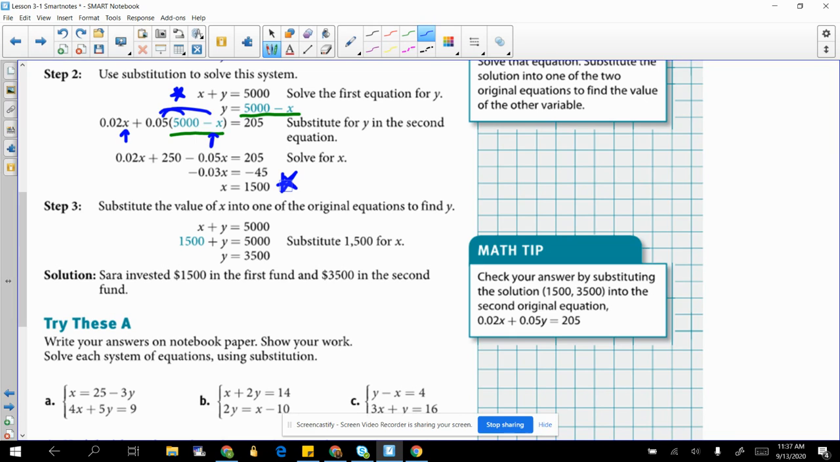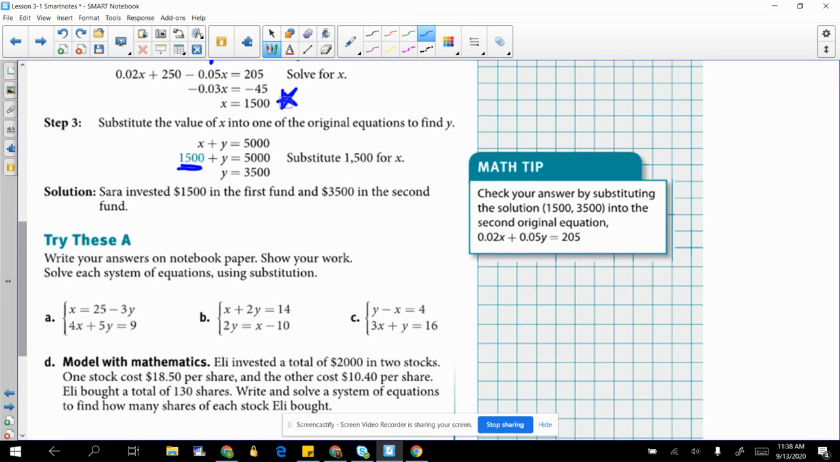So then you're going to plug in that x value, which they did here, into the first equation, again, because it's easier. So 1,500 plus y equals 5,000, and they just subtract the 1,500 over to get y equals 3,500. So your final solution is that Sarah invested 1,500 in the first fund and 3,500 in the second fund.